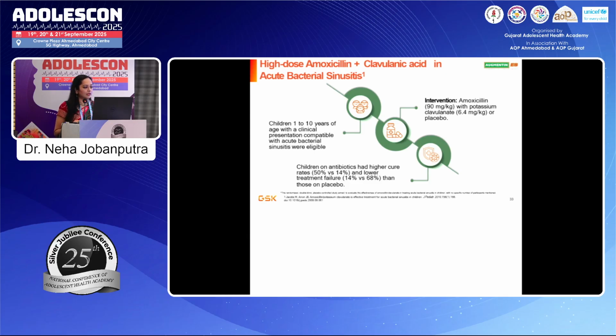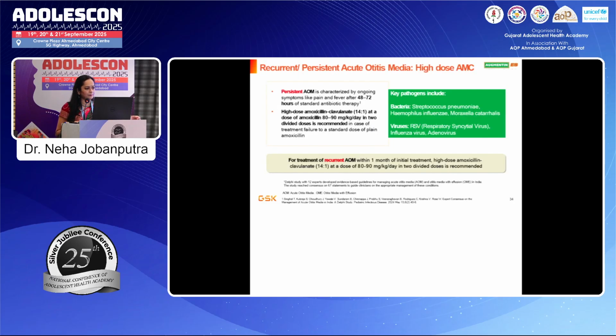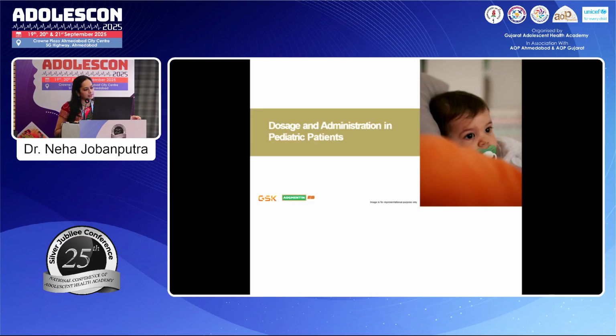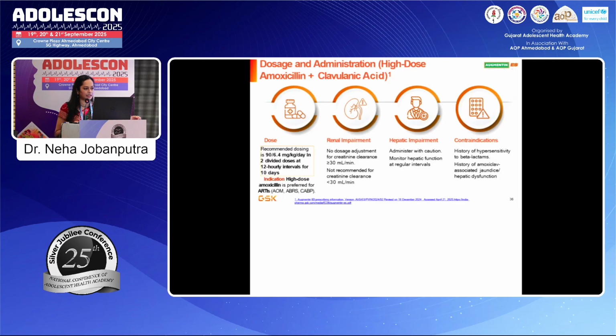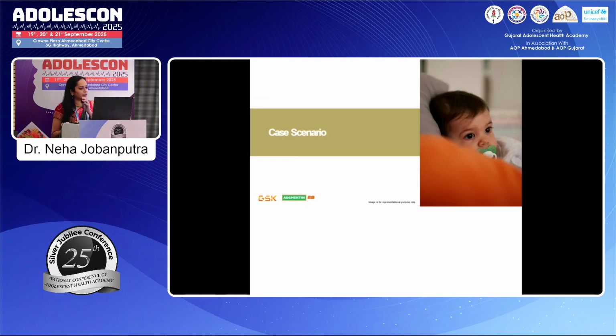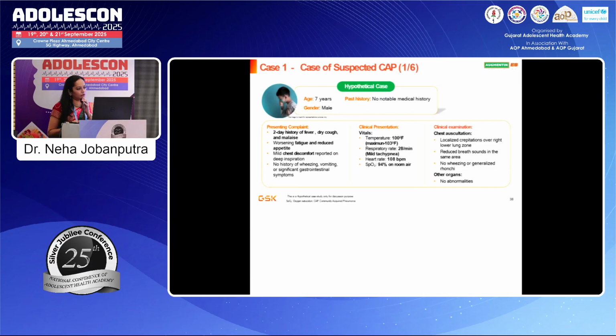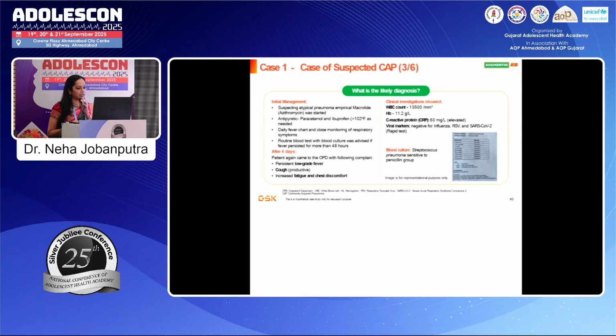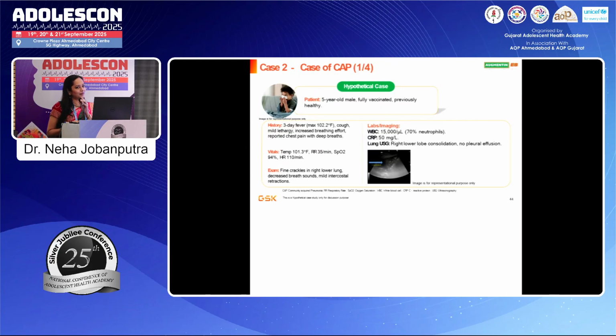I'll sum up. High dose amoxiclav in acute bacterial sinusitis and persistent otitis media has also been seen to have a good response. As we discussed this already, dosage and administration in pediatric patients, I would not like to waste more time. And two clinical scenarios which I have already included in my talk initially. A 7-year-old with no medical history, with 2 days of fever and dry cough not managed by amoxicillin, gave us a good response when amoxiclav at the higher dose was used, and we got a good response on day 3. I would like to end the talk. Thank you so much.